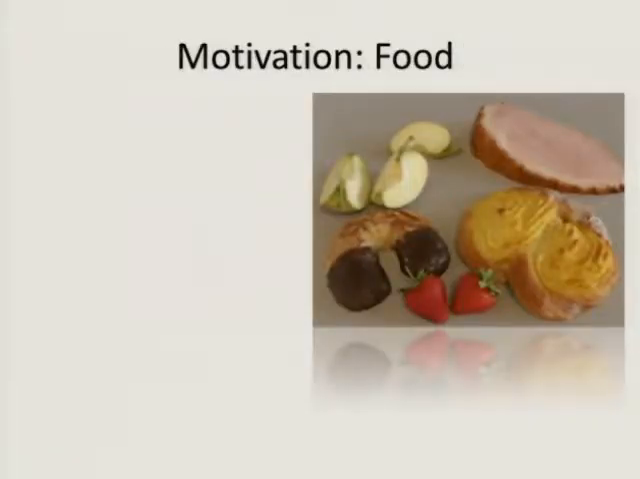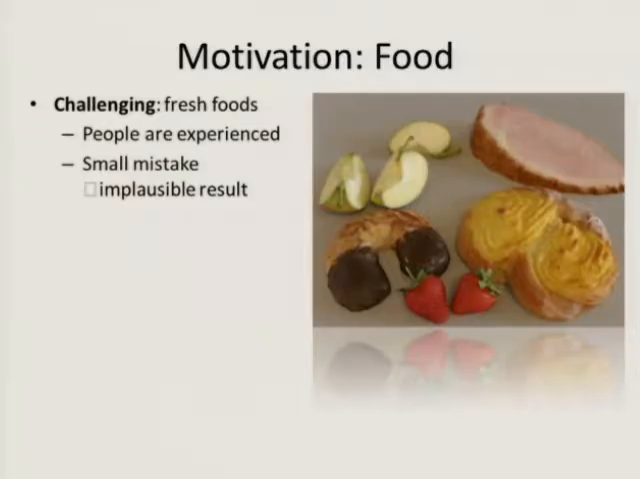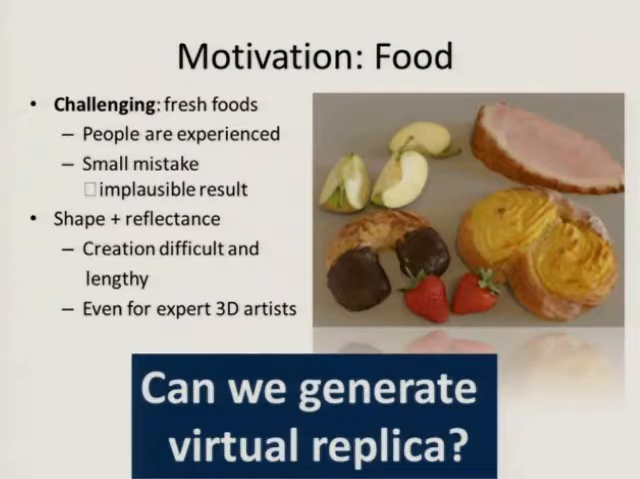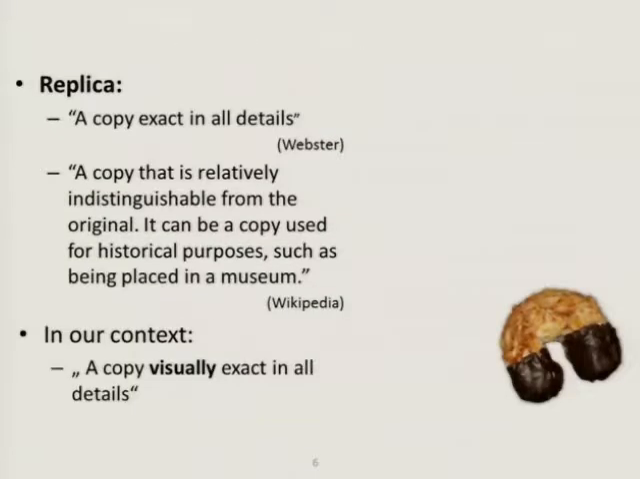And the third motivation, which appears to be really important, is the advertising industry. They recognize that if you do simple graphics for advertising food, it does not work. It simply does not work, because people are very experienced in recognizing if food is fresh or not fresh. And if you try to model shape with reflectance, the creation is difficult and lengthy for such kinds of objects, even for 3D artists, and at the end, we are not satisfied with the results. And therefore, the question is, can we generate virtual replicas of these models?